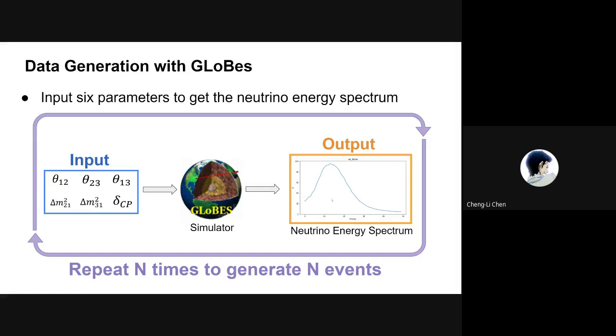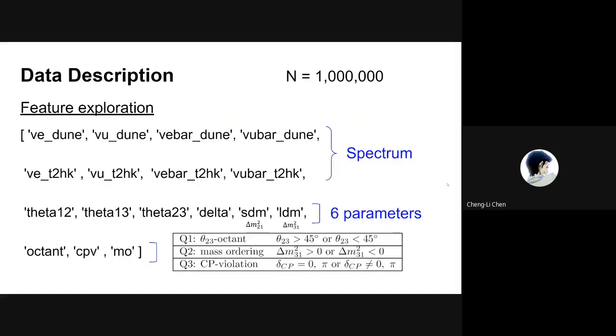And after preparing this data, we can start to do our machine learning. Okay, then Shen Yiting, please continue. Hello everyone, I am Shen Yiting. Now for data description. Here are 4 features.